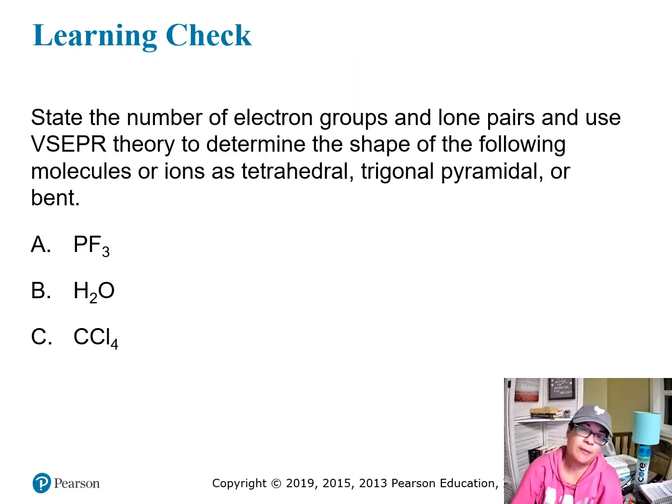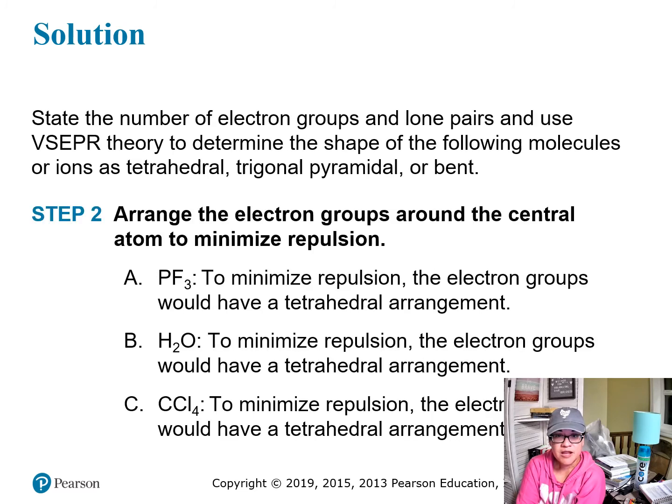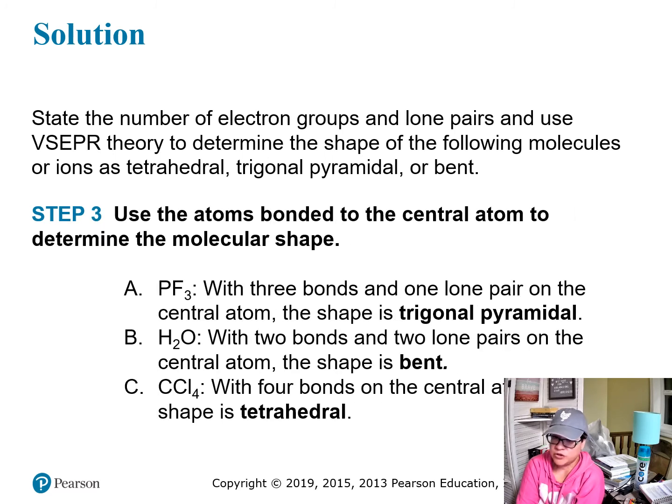See if you can determine the number of electron groups, the lone pairs, and use VSEPR to determine the shape of these three. Okay, so there you are. Those are the Lewis structures. And then this is how you would arrange them to minimize repulsion in the VSEPR model. And these are their shapes.